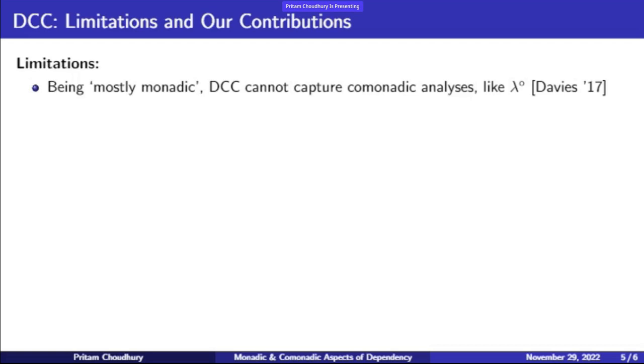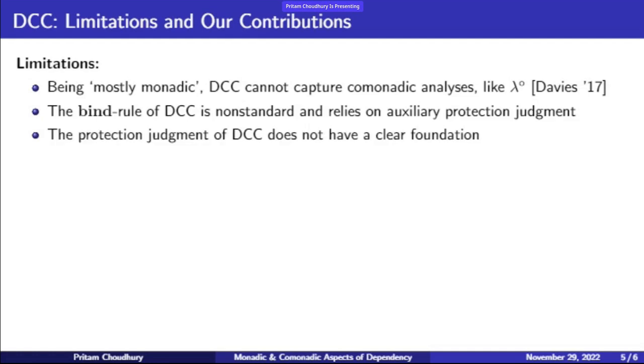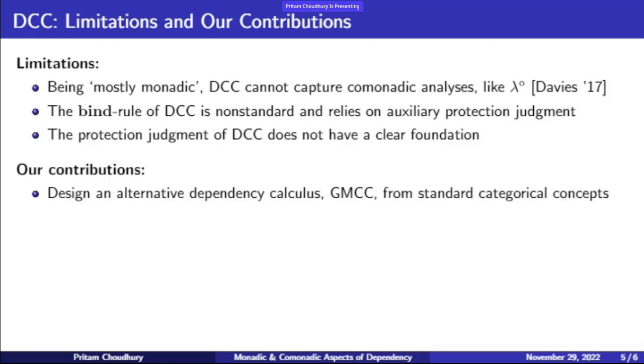So next we look at the limitations of DCC and our contributions in this regard. First, DCC is mostly monadic in nature and it cannot capture comonadic analysis like lambda circ of Davies. Second, the bind rule of DCC is non-standard and relies upon an auxiliary protection judgment, as we saw. And the protection judgment does not have a clear foundation. So we address these limitations in our paper. How? We design an alternative dependency calculus, GMCC, that is inspired by standard categorical concepts.